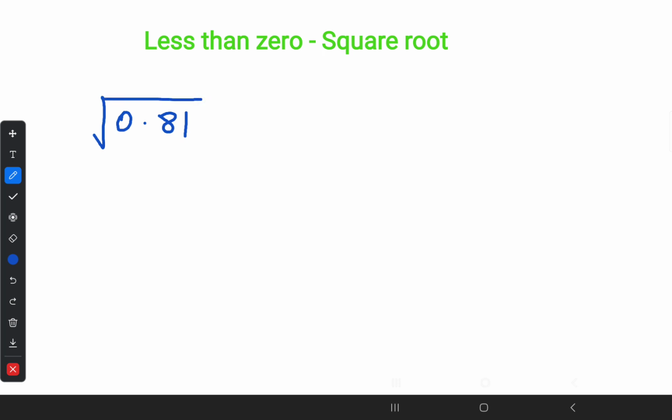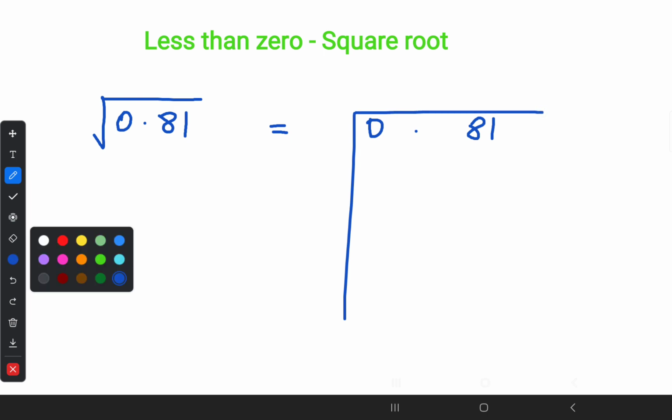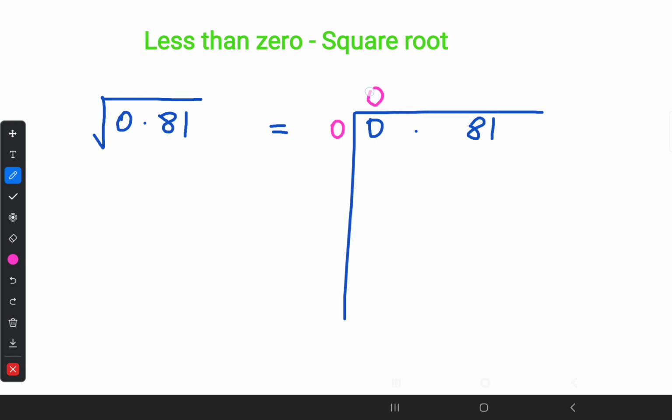According to the previous note, you should make a pair of the integer part separately. So 0 is an individual number. You can keep it as it is, the decimal, and after the decimal the numbers should be in pairs from the start. So 81 is a pair. This is the way you should write your expression. Thereafter, 0 multiplied by 0 will give you 0.